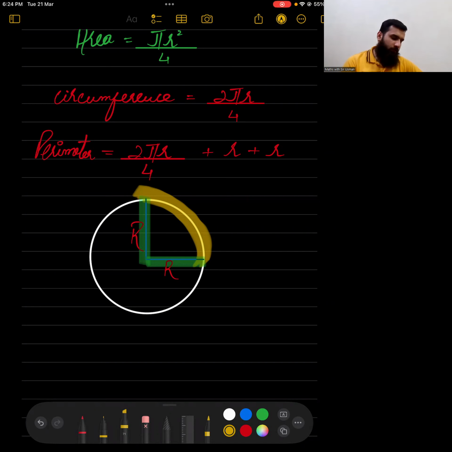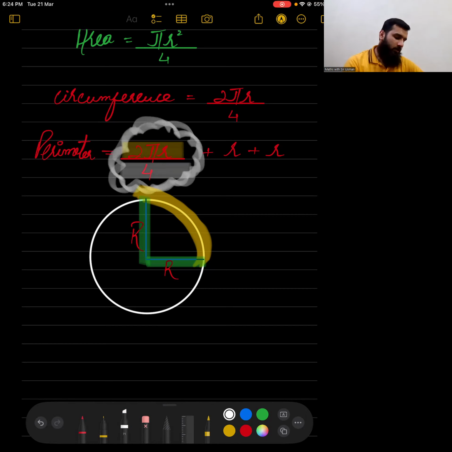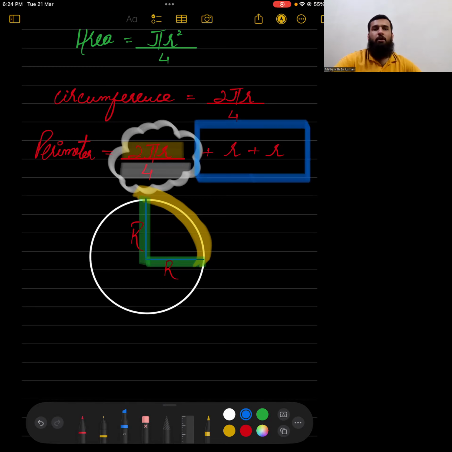So you have the circumference, which is actually 2 pi r, you have to divide it by 4 to have the circumference for this particular quarter. Now after that, you are going to have the 2 radii with you to add them up and have the total perimeter, and that would be the perimeter for this particular quarter.